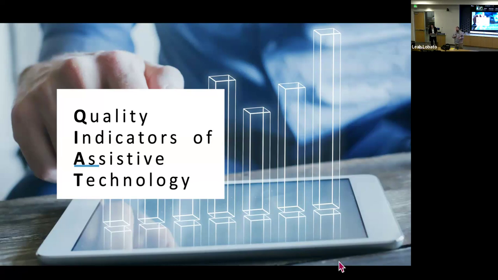So we are going to talk about the quality indicators of assistive technology. There's a whole series of them, and they're basically a rubric for how you provide assistive technology services, devices, assessments, et cetera, in your district. It is very district focused. If you're like, I'm not really a district person, so I'm a little concerned how this might fit me.